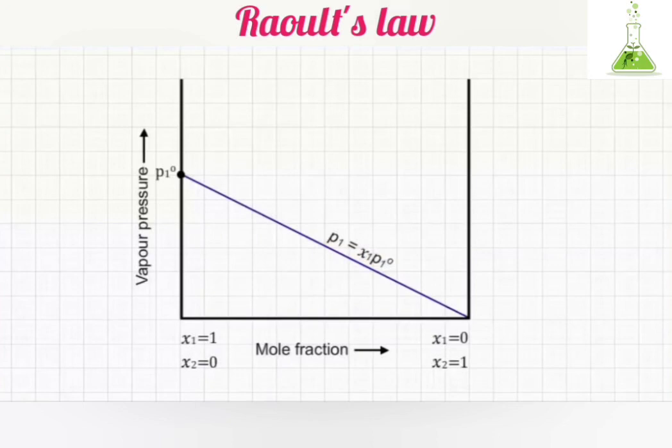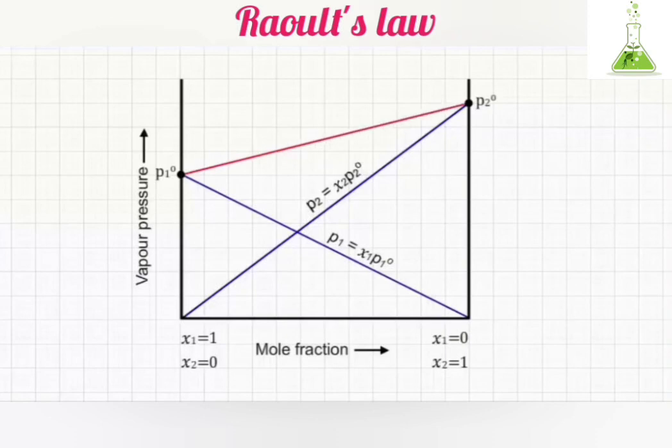In the graph we can see that when the mole fraction of the first component becomes 1, the partial pressure of the first component is equal to the vapor pressure of the pure component 1. Now, a plot for component 2 based on the equation P2 equals X2 P2 naught on the same set of axes is as shown here. From this graph, it is evident that the vapor pressure of the pure component 2 is higher than that of pure component 1. This means that component 2 is more volatile than component 1.